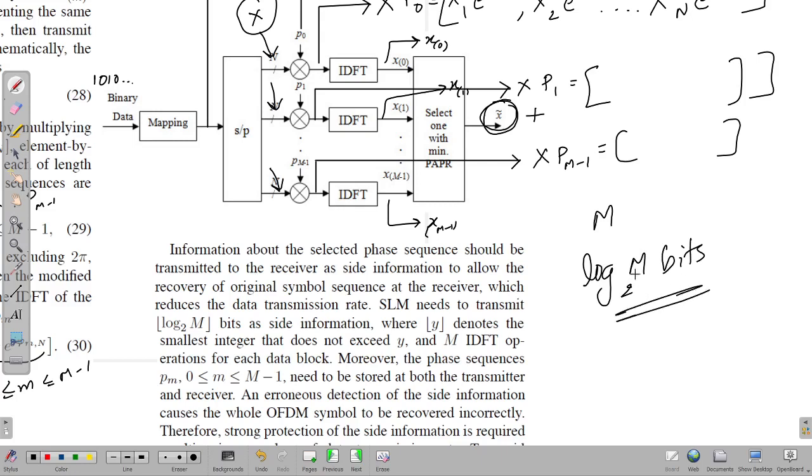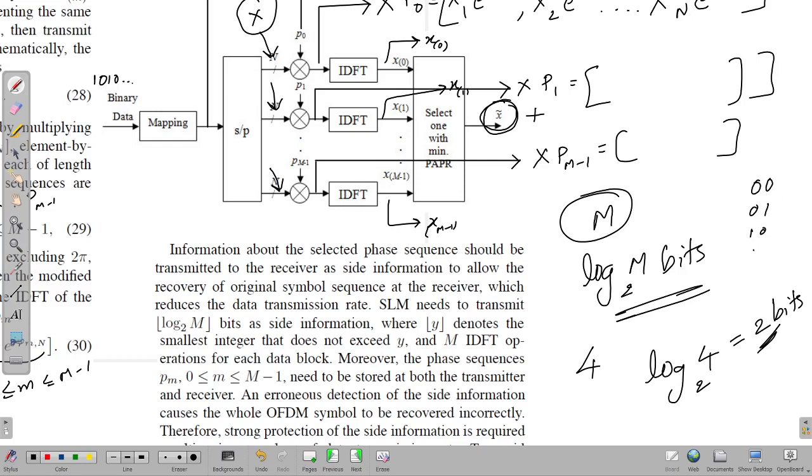to represent this information. So you need at least log m to the base 2 bits to represent it. If you have four phase sequences, you have log 4 to the base 2, which is 2. 2 bits are used to represent each phase sequence. So you can have 0 0, 0 1, 1 0 and 1 1. 2 bits used to represent each of the phase sequences.